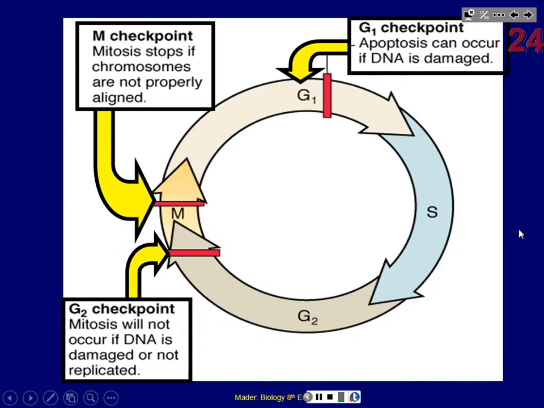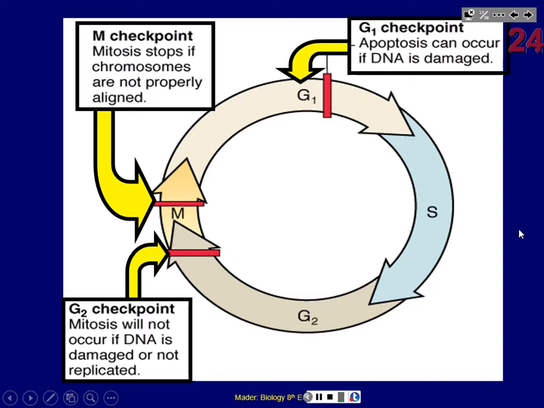So here's my cell cycle again, G1, S, G2, and M. I've got a checkpoint right there from G1 to S. Here's my checkpoint right there. I've got a checkpoint right here from G2 to M, and I've got checkpoints within mitosis, or the mitotic stage itself. So let's talk about why these are important, okay?